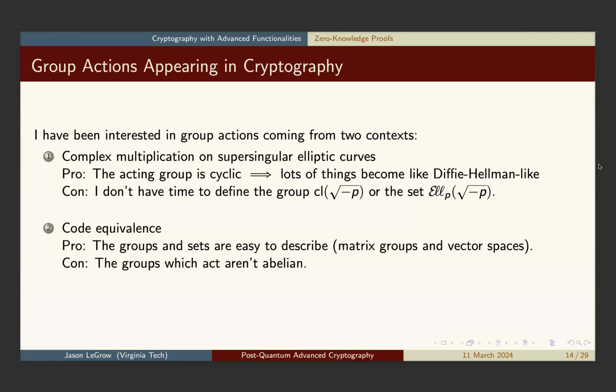Everybody, even if you don't know a lot about those groups, you've at least seen them before when you took linear algebra. And then the things they act on are vector spaces, something you also learned about in linear algebra. But the problem is matrix groups aren't abelian, usually. The ones that are boring.